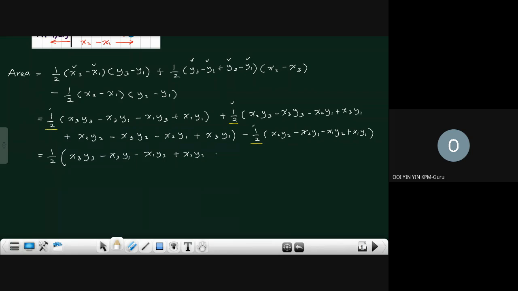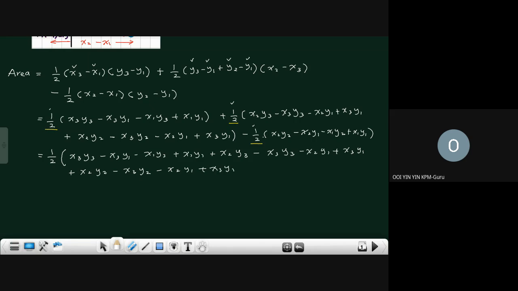Okay, and then add together, starting with here, your x2 y3, your x3 y3, your x2 y1 plus your x3 y1. Then again, plus with your x2 y2 minus x3 y2 minus with your x2 y1 plus lastly your x3 y1. Okay, that's done for the second one.